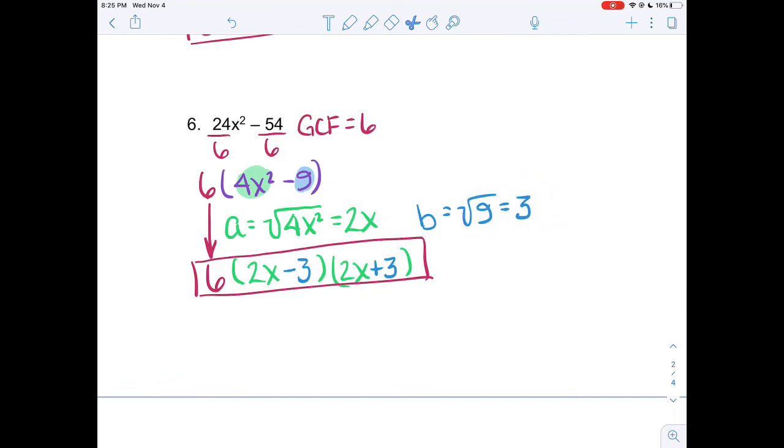So again, following my format, I have 2 x's at the front, 3's at the back, 1 positive and 1 negative, and don't forget to bring the 6 down to complete your final factored form.